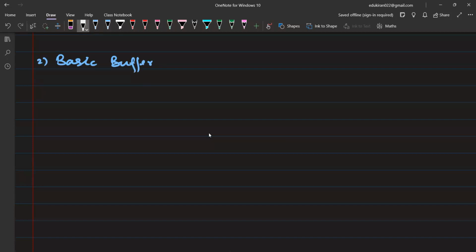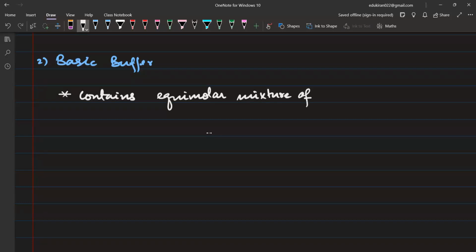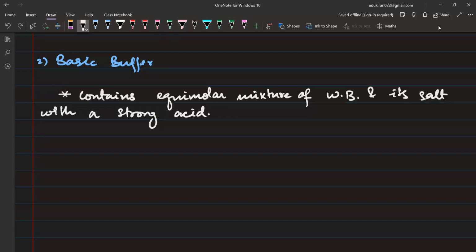ठीक है. Basic buffer, it contains, सही से लिखते हैं, equimolar mixture of weak base लेंगे हम, and its salt with a strong acid. ठीक है.